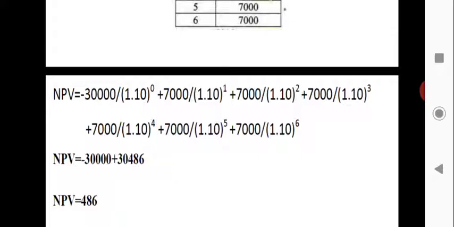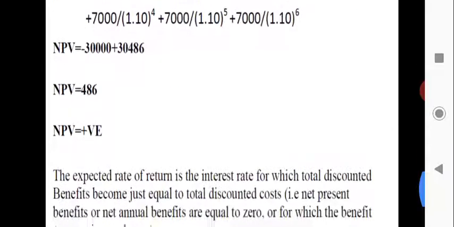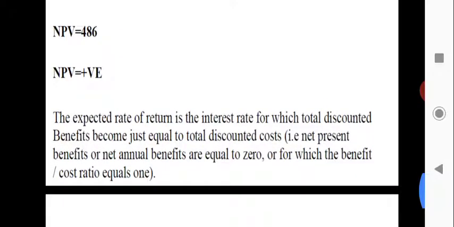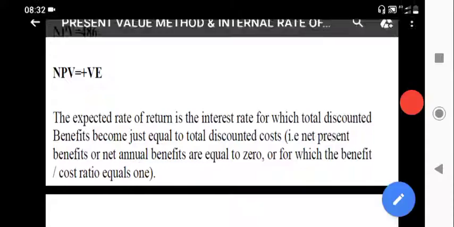So this project is acceptable, net present value acceptable. അതായത് നിങ്ങൾ ഇൻവെസ്റ്റ് ചെയ്യുന്ന 6 കൊല്ലം കഴിയുമ്പോഴത്തേക്ക് 486 രൂപ നിങ്ങൾക്ക് ലാഭം കിട്ടും. So NPV is positive. The expected rate of return is the interest at which the total discount benefits just equal the total discount cost.